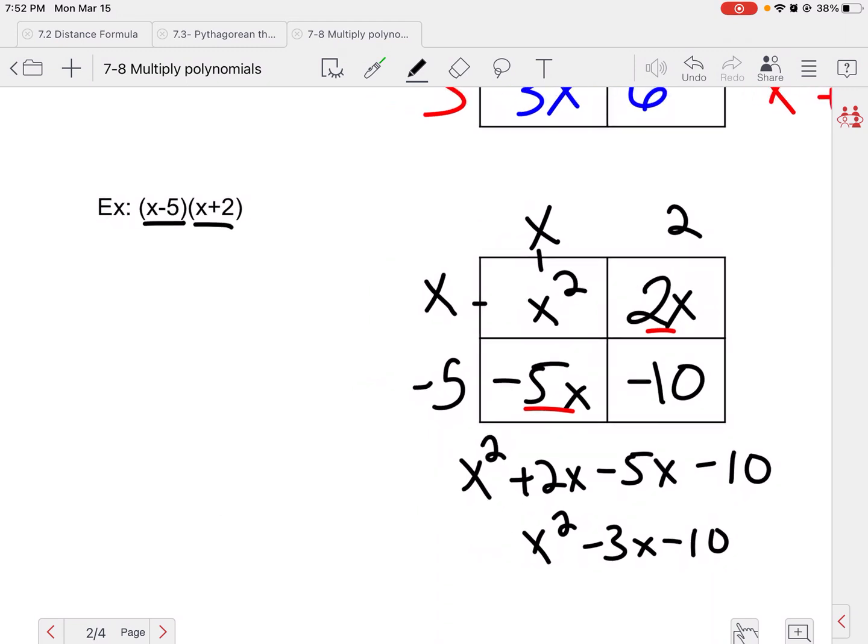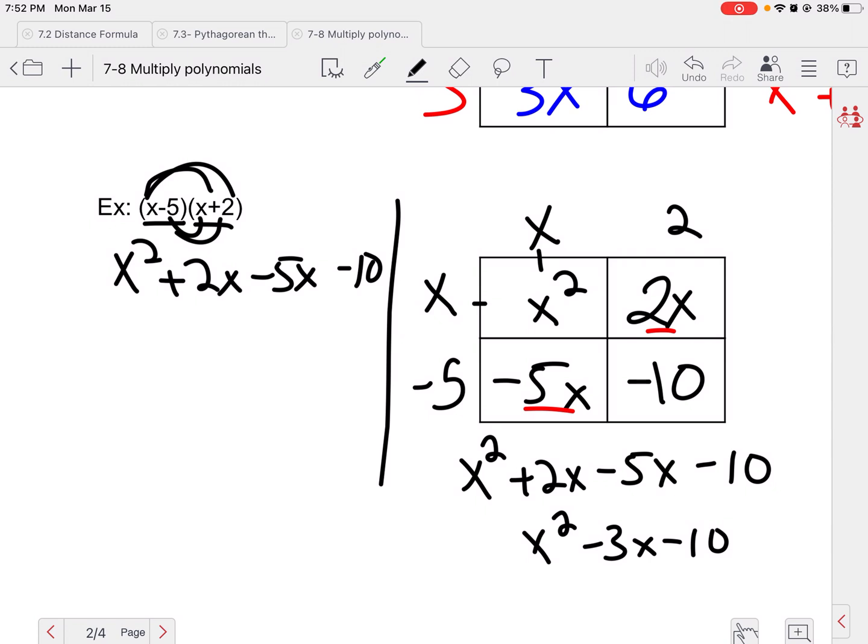You should have gotten the same answer if we FOIL, because you would have done x times x, which is x squared, x times 2, which is 2x, -5 times x is -5x, minus 10, because -5 times 2 is -10. So just make sure you're taking that sign in front. And again, you would simplify them. I know I said I wasn't going to do this, but I decided to anyways. Okay, so either way, you'll get the same answer.